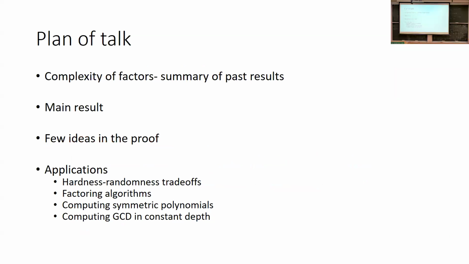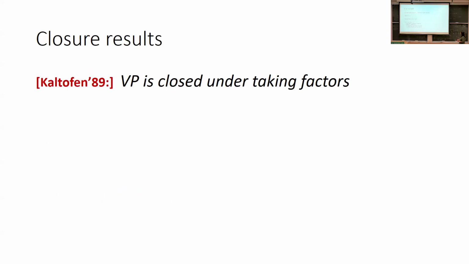Okay, so in the rest of the time that I have, we saw a little bit about the complexity of factors, and I'll tell you a little bit more that is known, and then I'll state some recent results and give a few ideas in the proof, and we'll see some applications. So Kaltofen's work showed that VP, the class of polynomial size circuits, is closed under factoring.